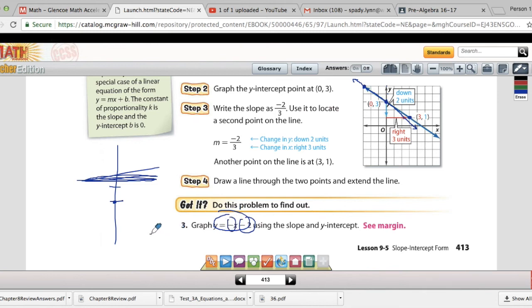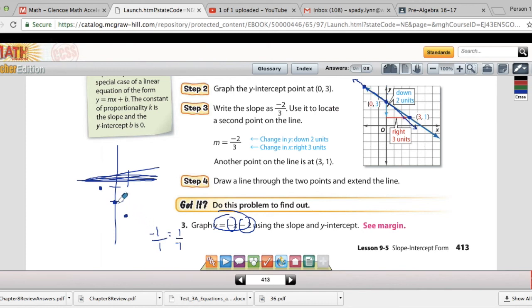And so sometimes it helps to write that slope as a fraction. So I'm going to write down -1 over 1. So from this first point, this y-intercept, I'm going to go down 1. That's a -1. And I'm going to go to the right 1 and put a dot. I could go up 1, but then I'd have to go to the left 1 for that negative number. Okay, because -1 over 1 is the same thing as 1 over -1.